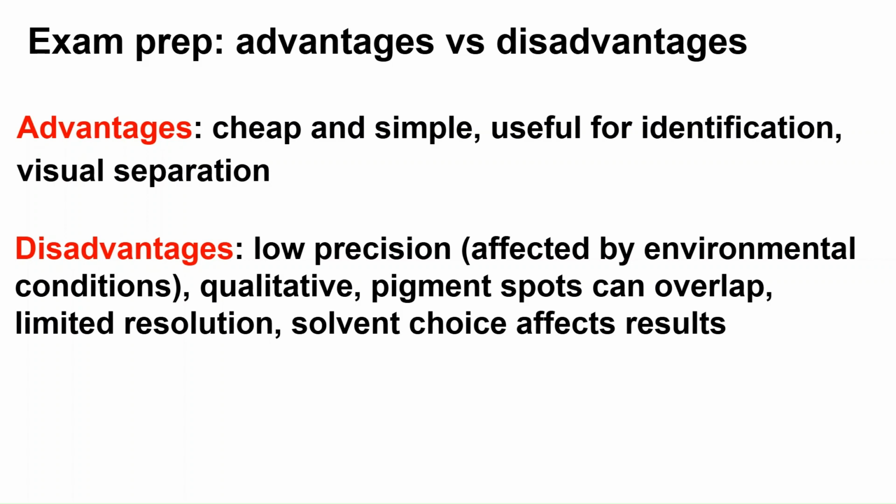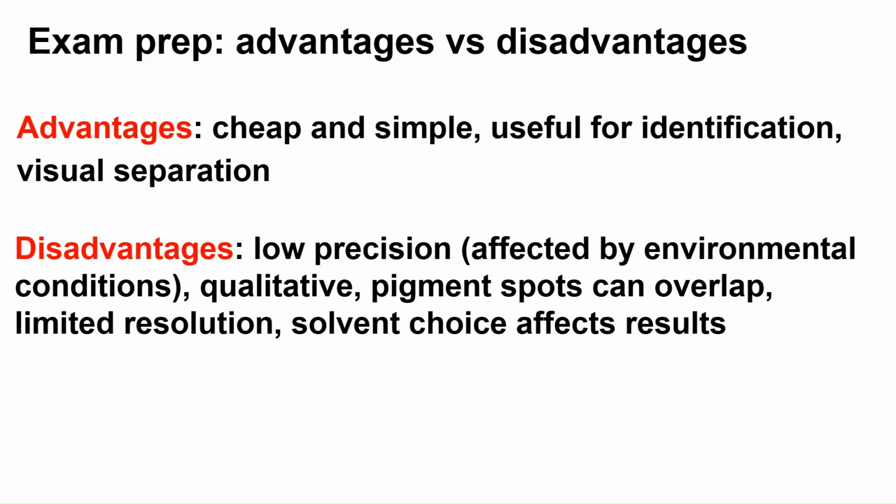Also, some of the pigment spots can overlap, especially if they have similar RF values, or they absorb light at similar wavelengths. And also limited resolution, because it's not completely clear. And also your solvent choice affects your results as well. Depending on which solvent you use, it might give different RF values, and that can cause discrepancies in your data.